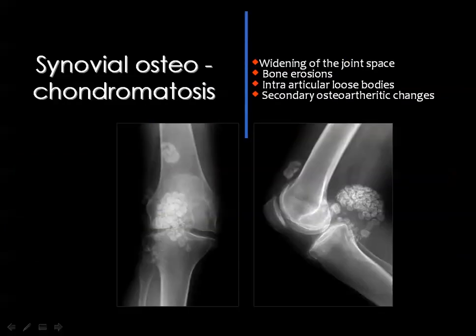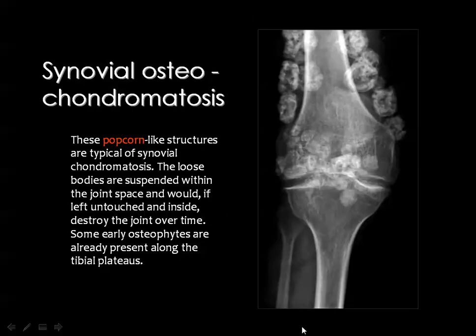Here is a good example of synovial osteochondromatosis with too many loose bodies calcified in the anterior part of the joint as well as in the posterior part of the joint. With the onset of the disease, you may get widening of the joint space because of the presence of these loose bodies. Then the loose bodies may erode the bones, and finally you get secondary osteoarthritic changes.